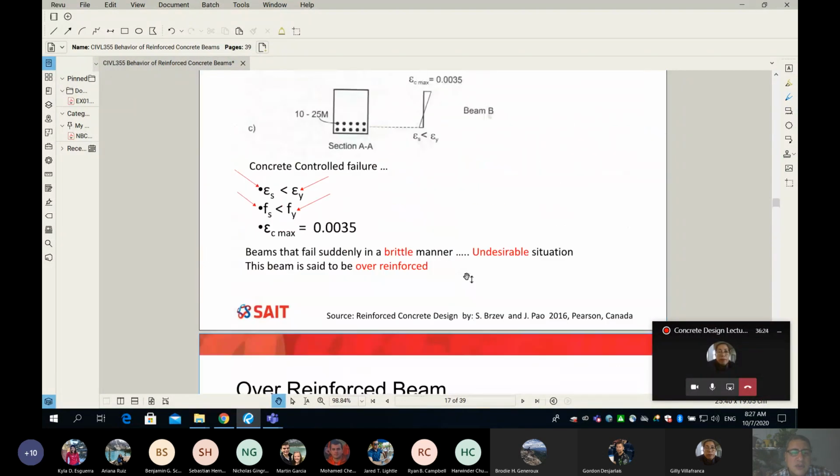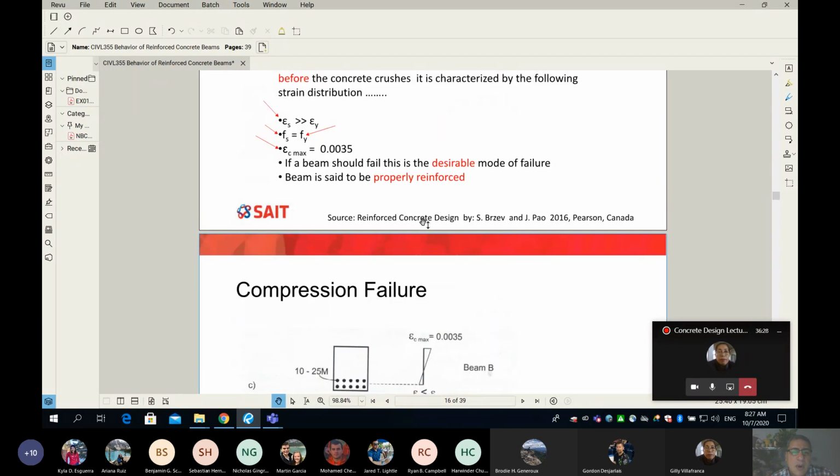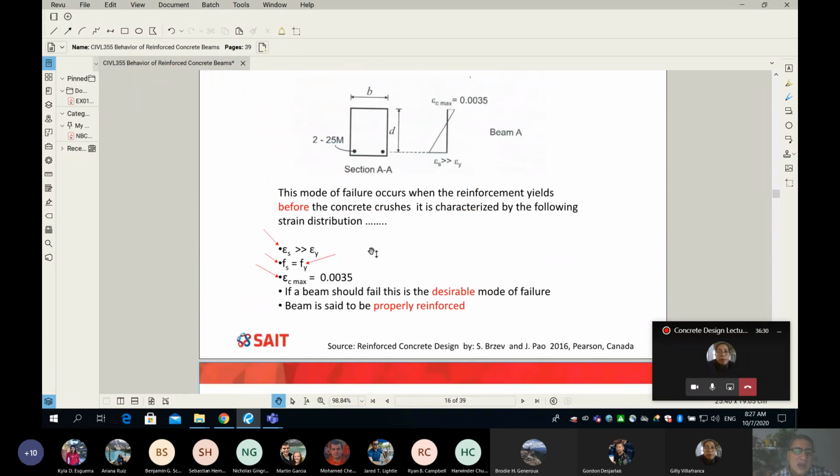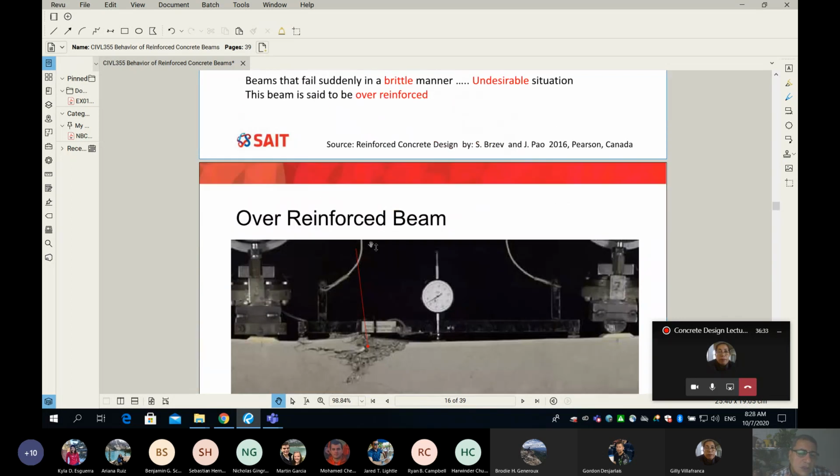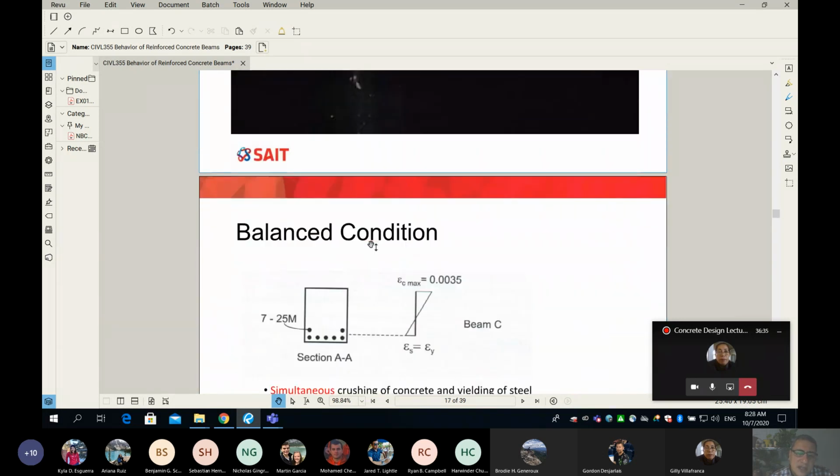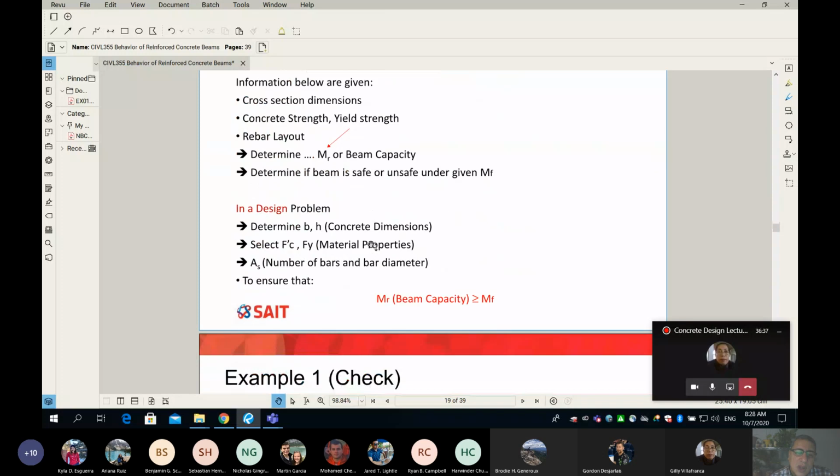How about what is in compression failure? The Fs is less than F yield. And how about the tension failure? The Fs is equal to F yield. So which means not all the time the stress in the rebar is equal to F yield.